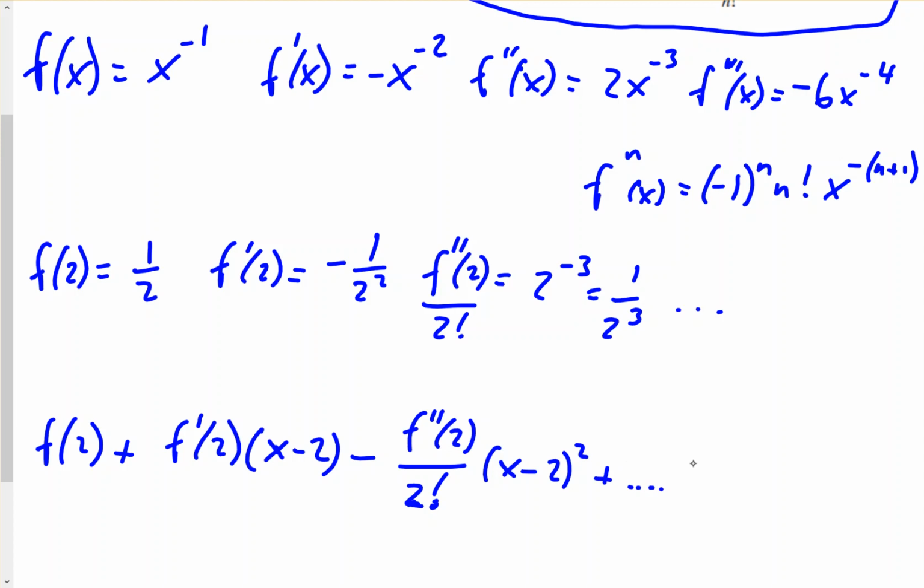and we would have whatever derivative we are at, nth derivative, evaluated at 2 over n factorial times x minus 2 to the nth power, and we would keep going.